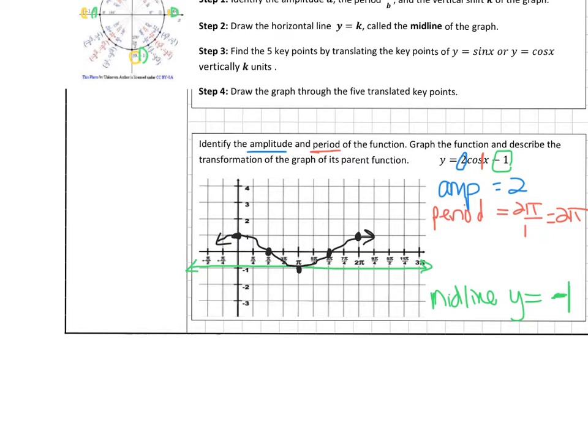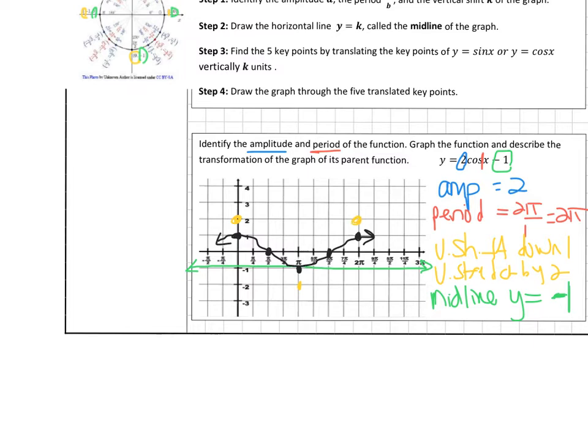Then we're going to look at our equation again, and we're going to find what the transformation is, and we're going to describe it. So in this case, our transformation is a vertical shift down 1, and you could also say there's a vertical stretch by 2 because the amplitude is 2, but we don't always say that part. So our next step then would be to change our amplitudes to go to 2.